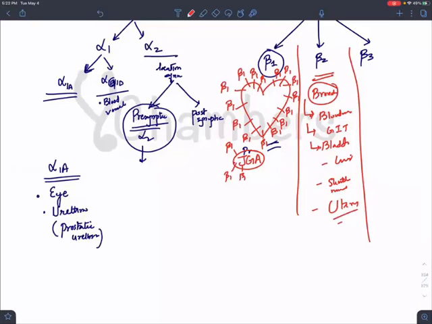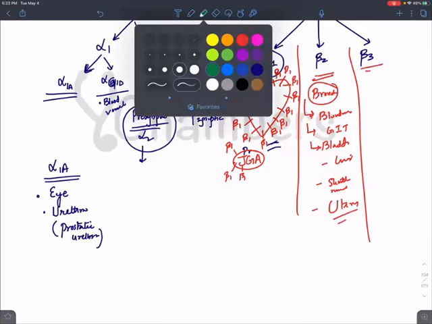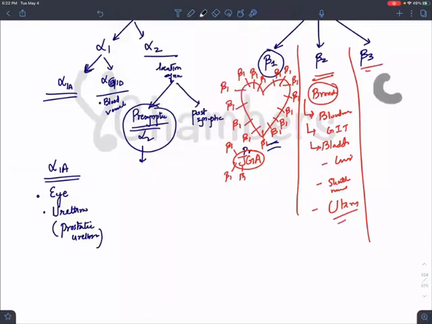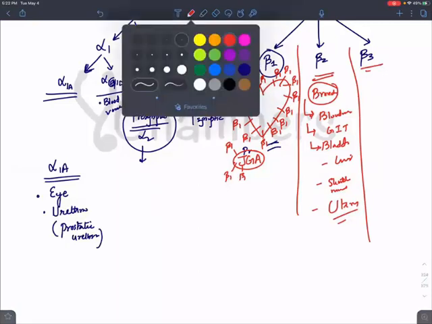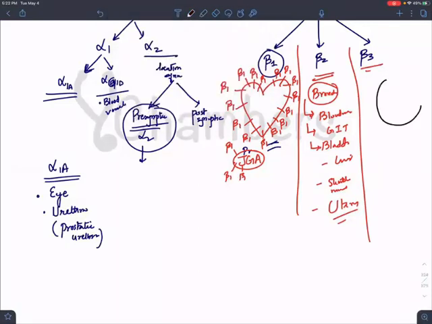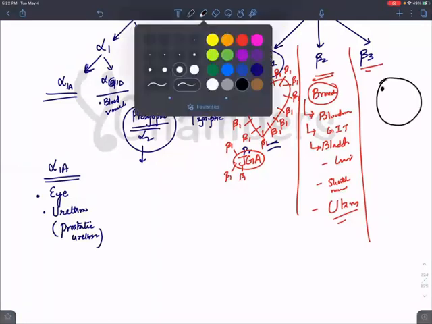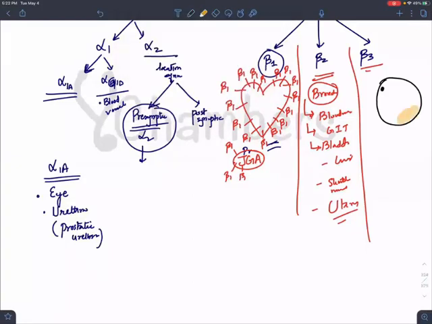Let me draw for you. Beta 2 is present on, beta 3, sorry, it's present on the adipose tissue. I am making a fat droplet, okay? So this has beta 3, beta 3, okay?